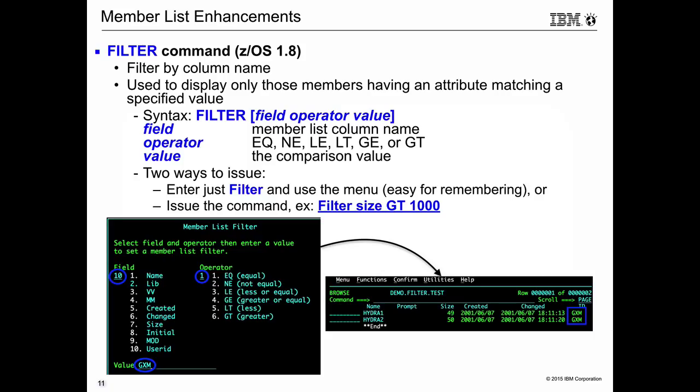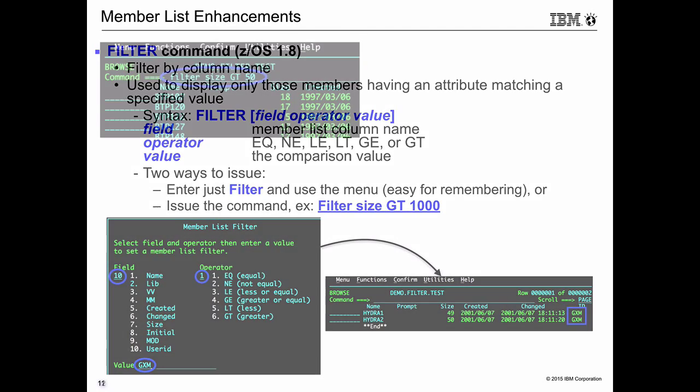So in the case of the example on this screen, I'm comparing user ID and saying I want to find members where it's equal the value GXM. And over on the right, you see the output of that filter command. It's narrowed what was a member list of, say, 40 or so members down to 2 lines, so I can quickly drill down on the one thing I'm interested in.